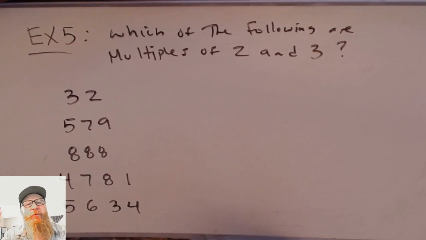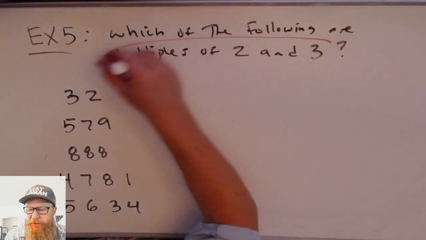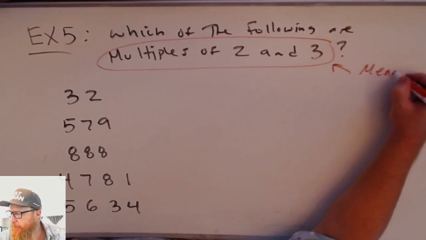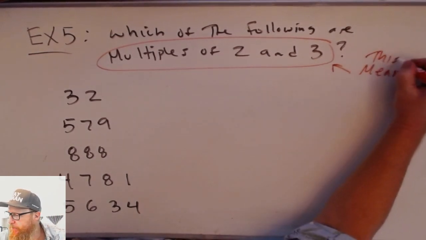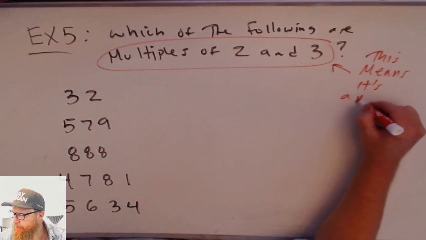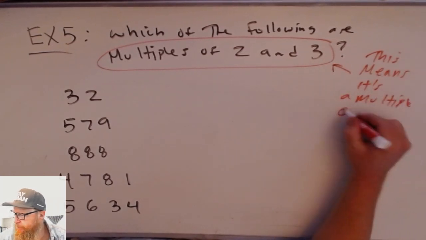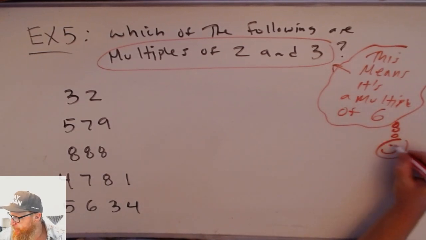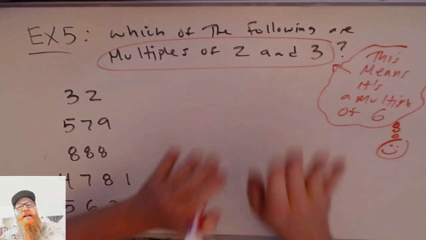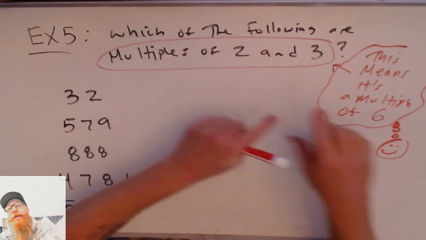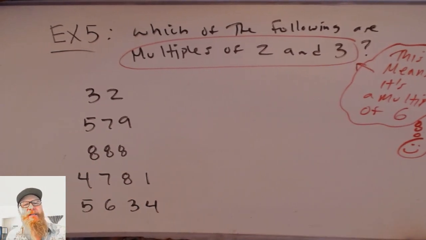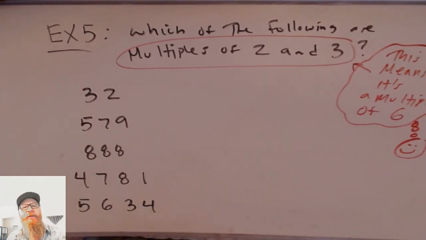Okay, now I just want to remind you before I do this problem, a multiple of 2 and 3 also means it's a multiple of 6. All right, so if I say multiple of 2 and 3, I'm really just saying it's a multiple of 6, okay? I don't know if you can see that. Yeah, there we go. Make sure you can see everybody.